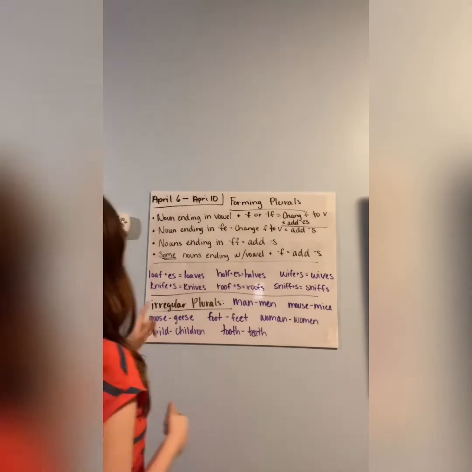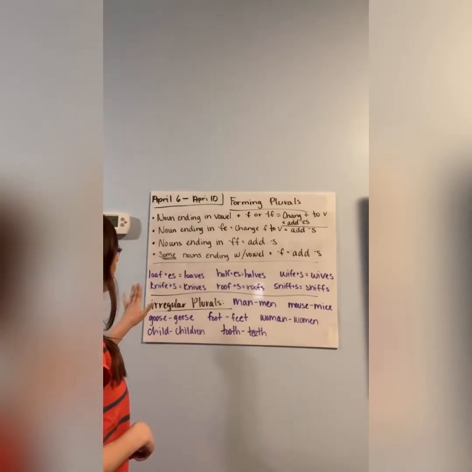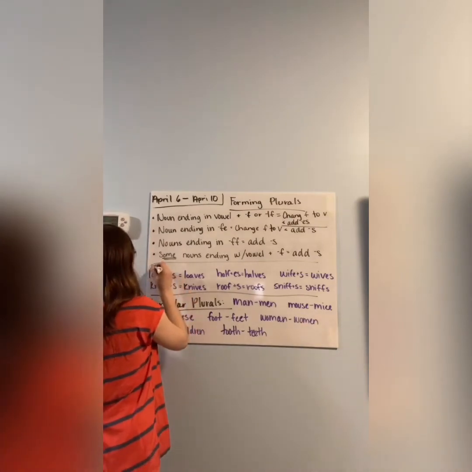Whenever you have a noun ending in a vowel plus F, or if you have a noun ending in a vowel plus LF, you would change the F to a V and add an ES. So let's go down, and I wrote some examples right here for you.